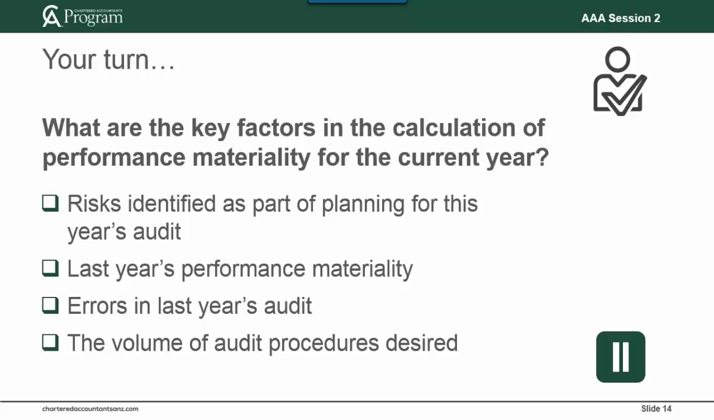Note the question asks for the key factors. Based on that, it would be risks identified as part of this year's audit and errors in last year's audit. These would be the key factors in the calculation of performance materiality here. Last year's materiality figure might help inform your response or act as a sense check, but that wouldn't be a key factor in calculating this year's figure.